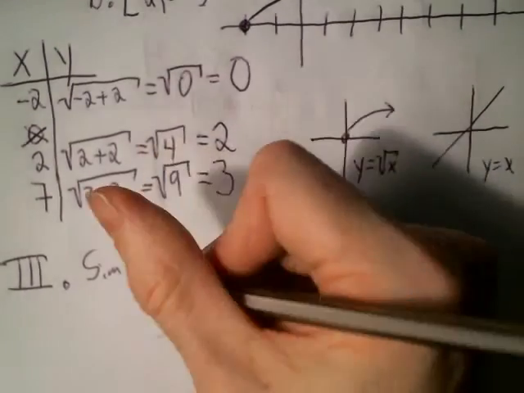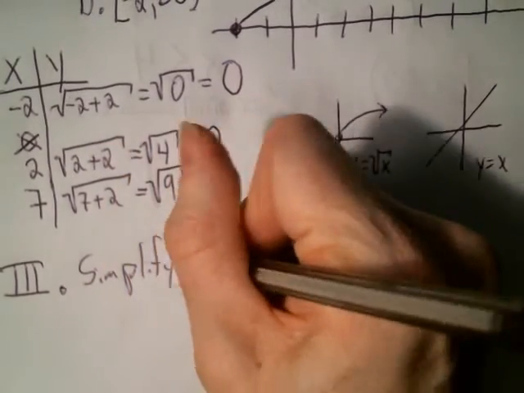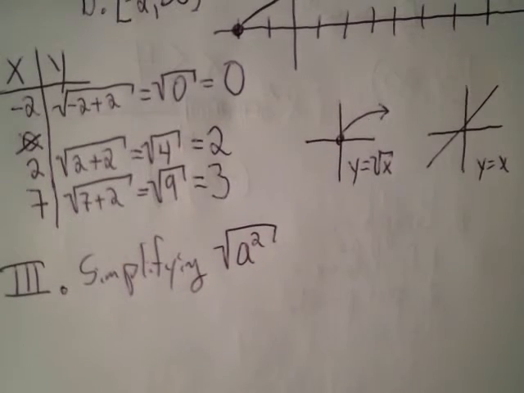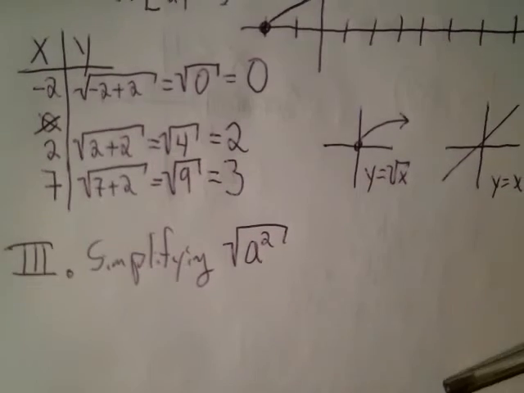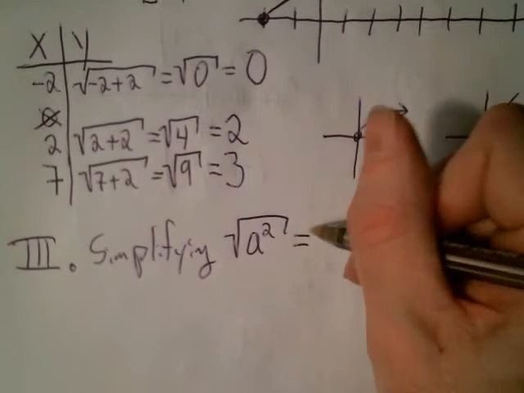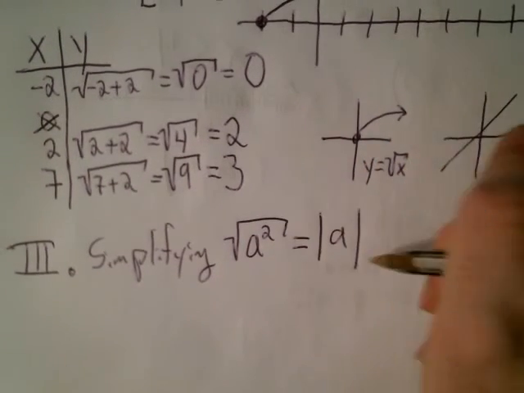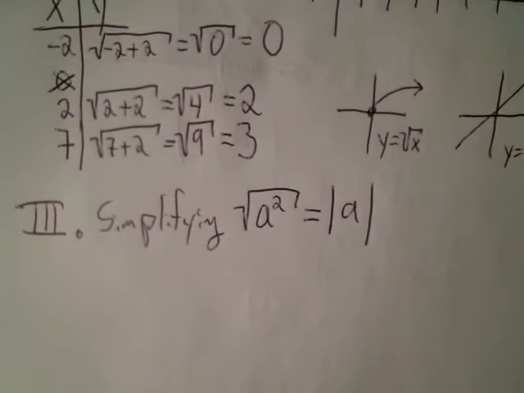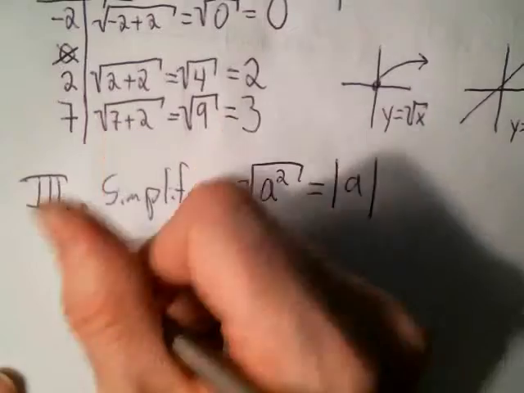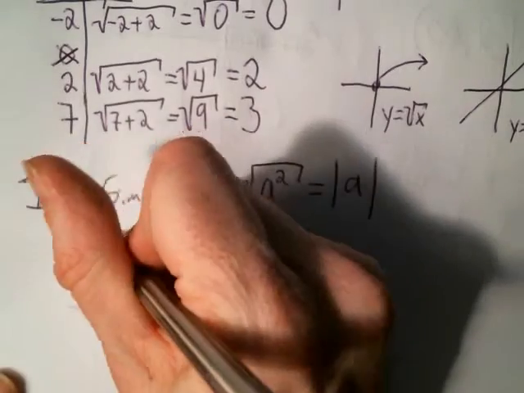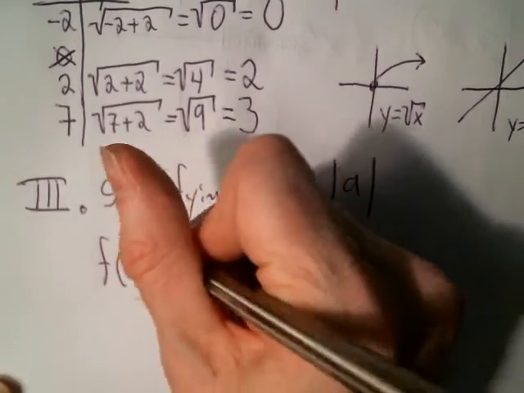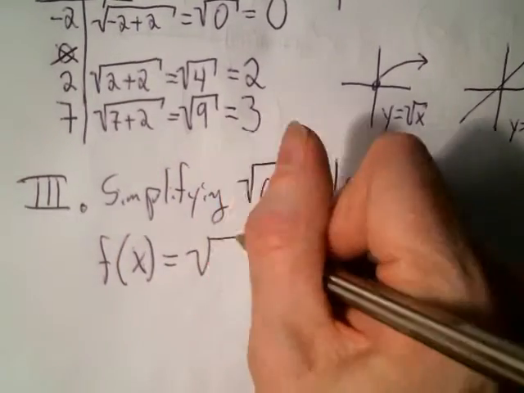Okay, so simplifying these things, it's kind of a weird thing. If you have the square root of a squared, it's not going to equal a. It'll actually equal the absolute value of a. Okay, so why is that? Why do we even care? Well, I don't know. You've got to take math, right? But let's consider our function f of x equals square root of x.